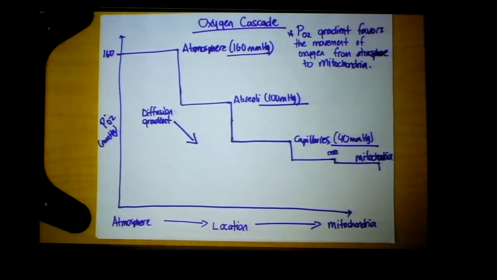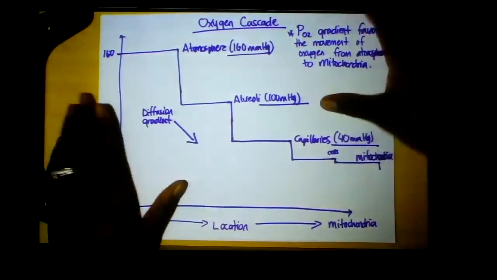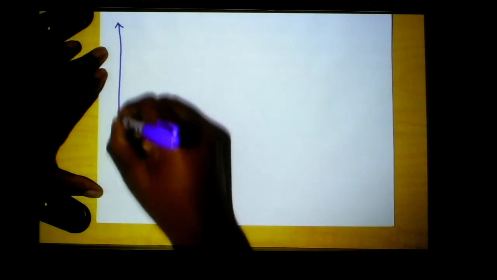Okay. We can also look at the same type of graph for CO2. All right, everyone done with this? Yeah, okay. So we can also look at the similar graph for CO2. And now we know CO2 is moving in the opposite direction, right? It's going from the tissues out to the atmosphere. And so our gradient is going to be starting high at the level of the tissues and going very low at the level of the atmosphere.